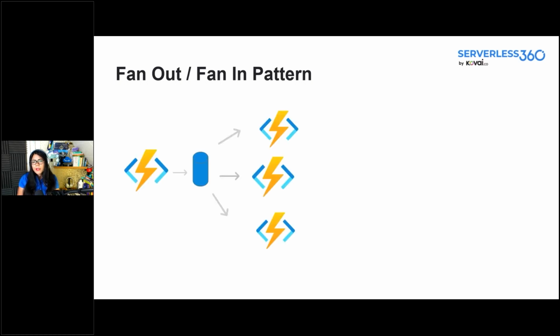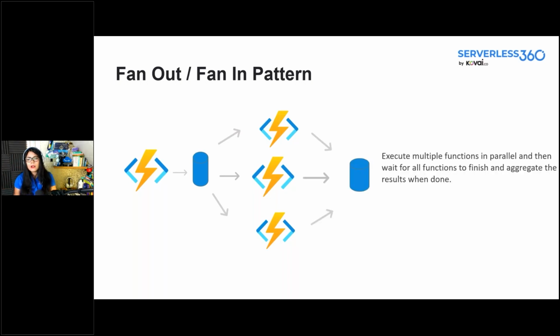So in fan out, fan in, as you can see here, you have your first function that gets triggered by any trigger that's supported, and then you fan out, do several tasks at the same time, and then you aggregate the result as one. So this scenario is good if you're trying to perform tasks that require running in parallel, and then you want to summarize the result and maybe process it later.